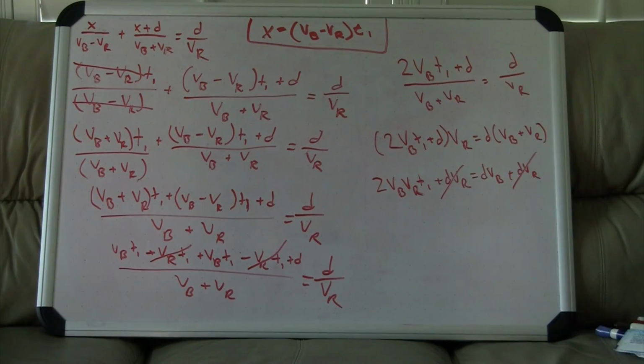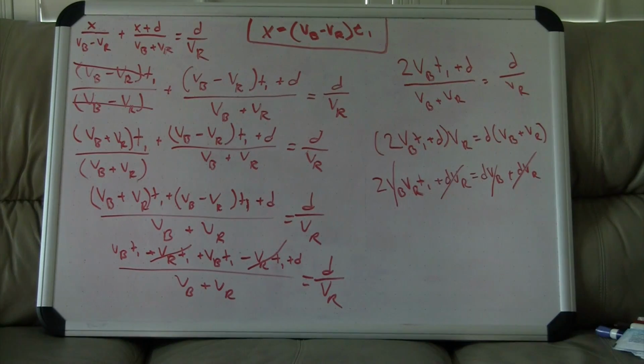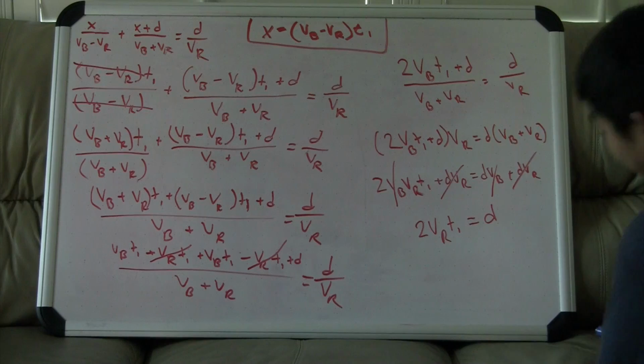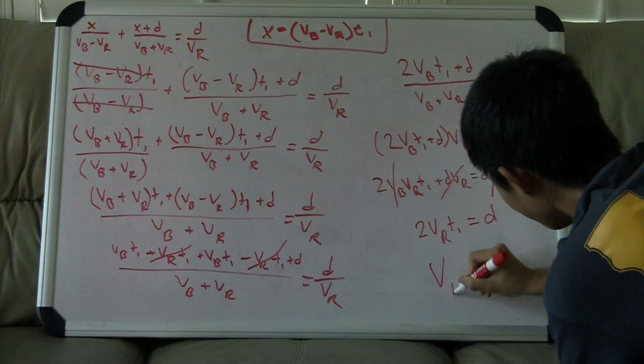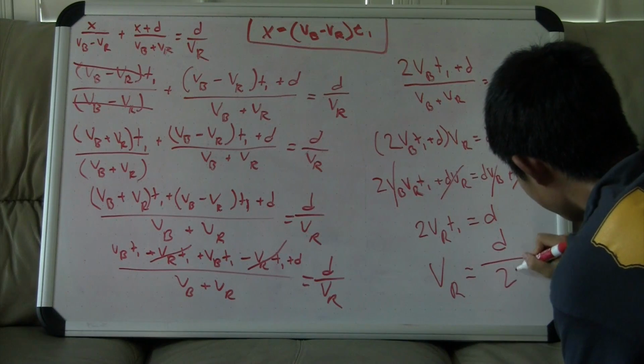Next we can cancel out dVR. Next we can divide both sides by VB. And lastly we can set the equation equal to VR. And our final answer is d over 2T1.